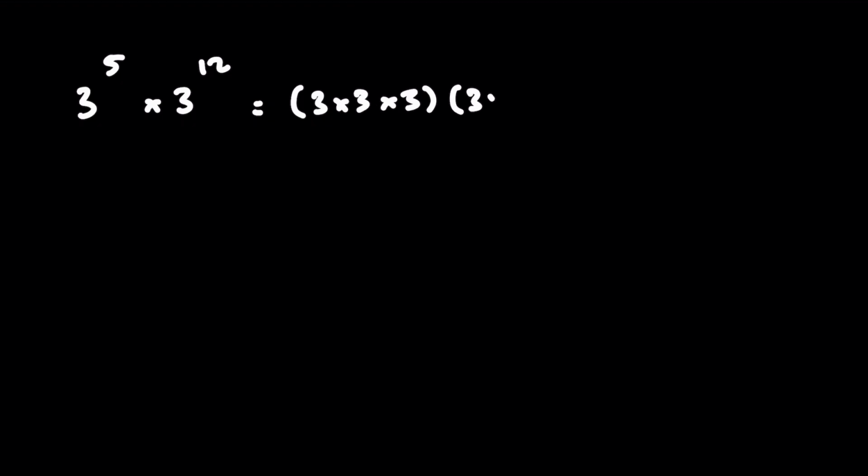In this video, we're going to be looking at how to simplify index laws, and we're going to be looking at a lot of examples as well. So let's get started. How would you simplify something like this? 3 to the power of 5 times by 3 to the power of 12. This is the same thing as 3 times 3 times 3, and that times 3 12 times.